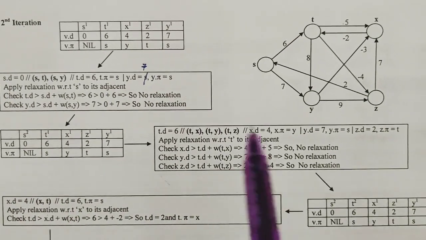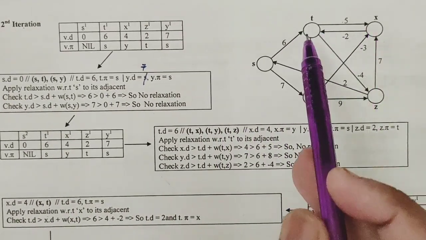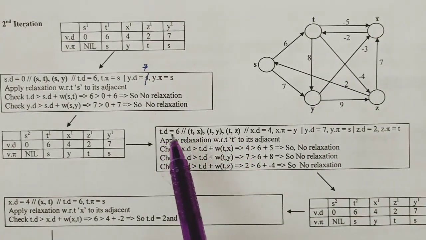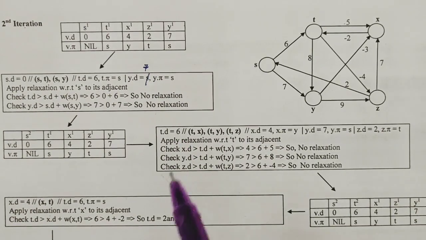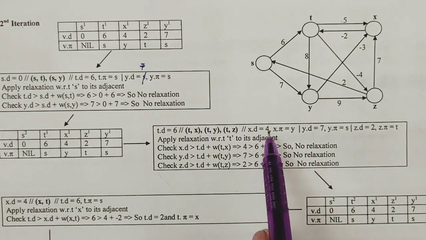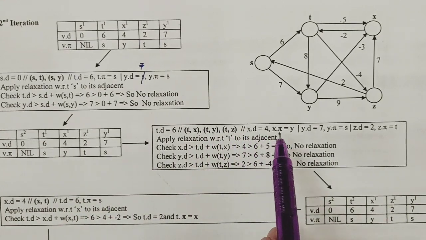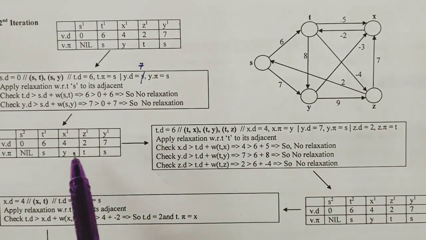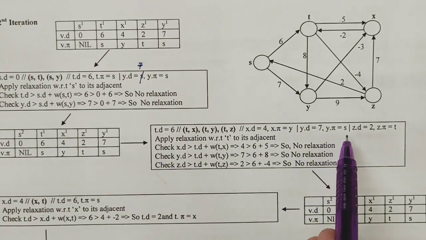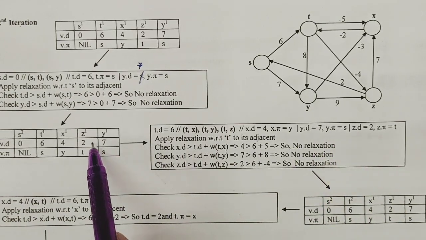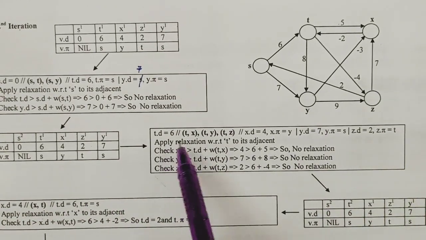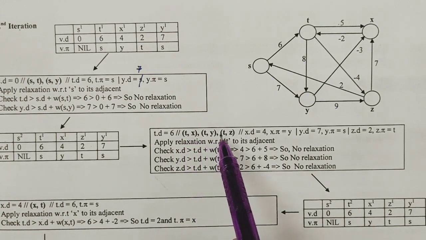Now we will pick up 3 edges from t: t2x, t2y and t2z. We will use the updated d parameter value of t. Updated d parameter value of t is 6. Okay, so now what is x dot d? X dot d is 4. What is x dot pi? X dot pi is y. What is y dot d? Y dot d is 7. What is y dot pi? Y dot pi is s. What is z dot d? Z dot d is 2. And what is z dot pi? Z dot pi is t. Okay, so apply relaxation from t to x, t to y and t to z.